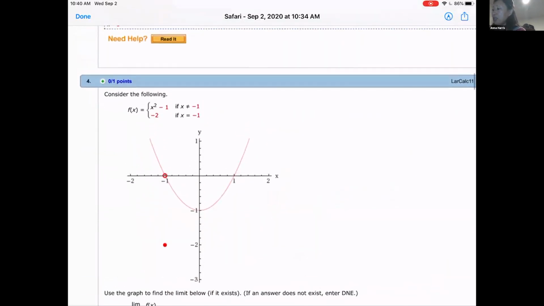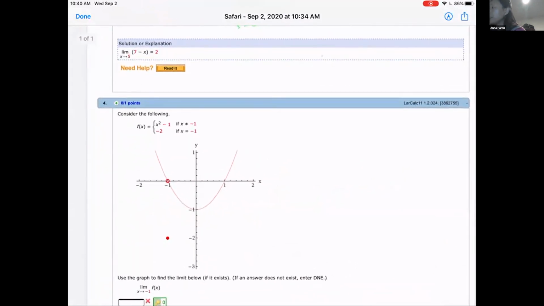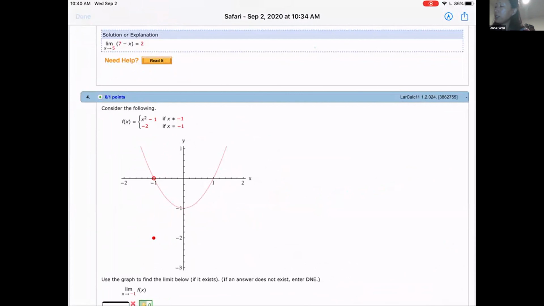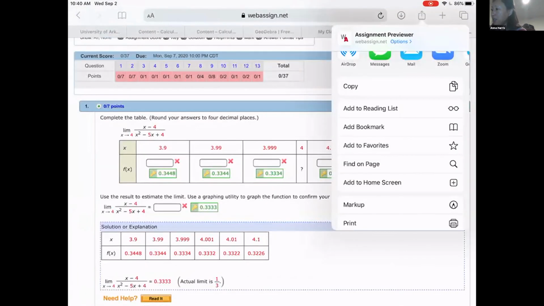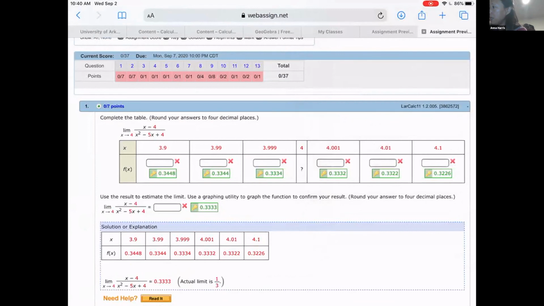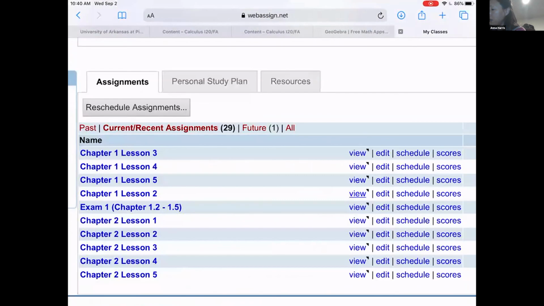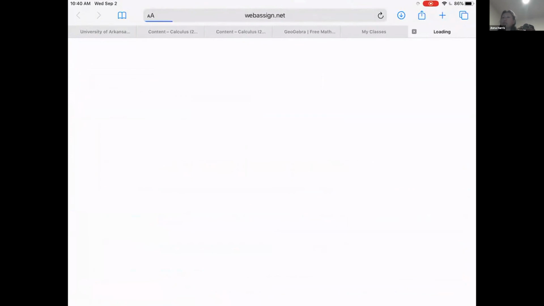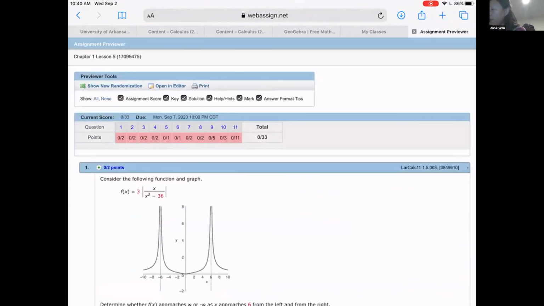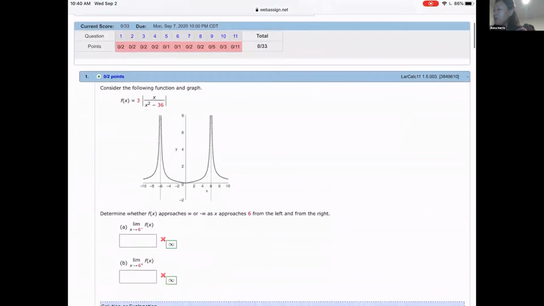Okay, what about this one? Look at this problem. What is my limit? Hold on, am I looking at the right problem? It's 1.2, isn't it? Oh, so I was looking at the wrong problem. Okay, let me go back. 1.5 is the one I need to look at. All right, 1.5. Sorry about that. 1.5 limit.